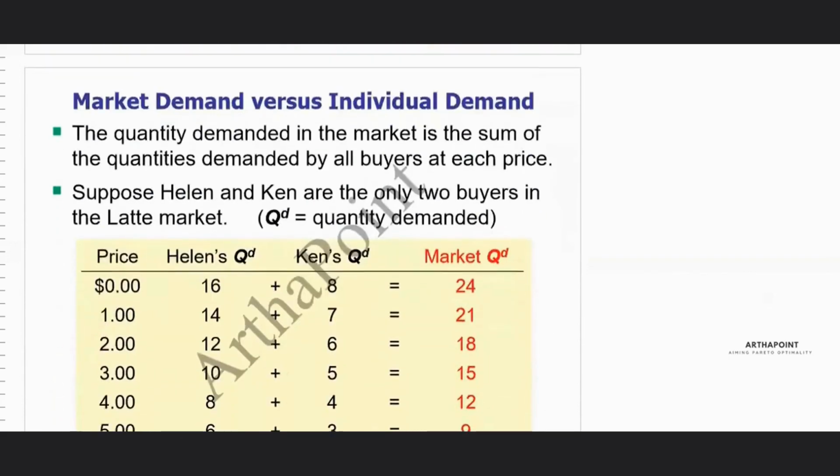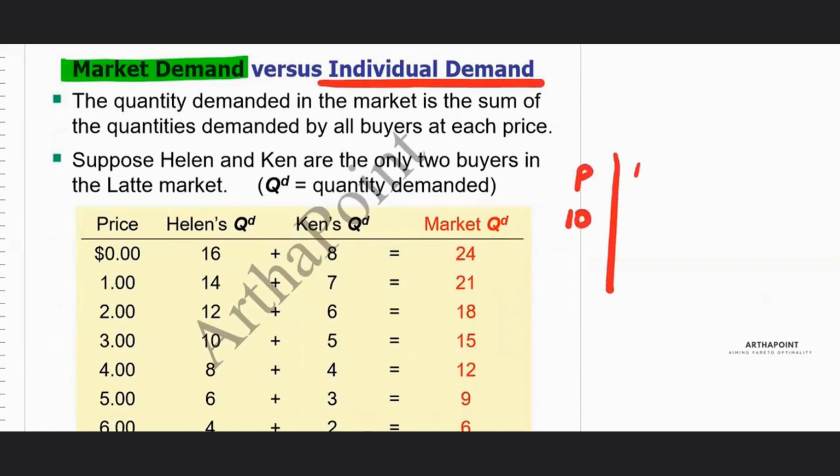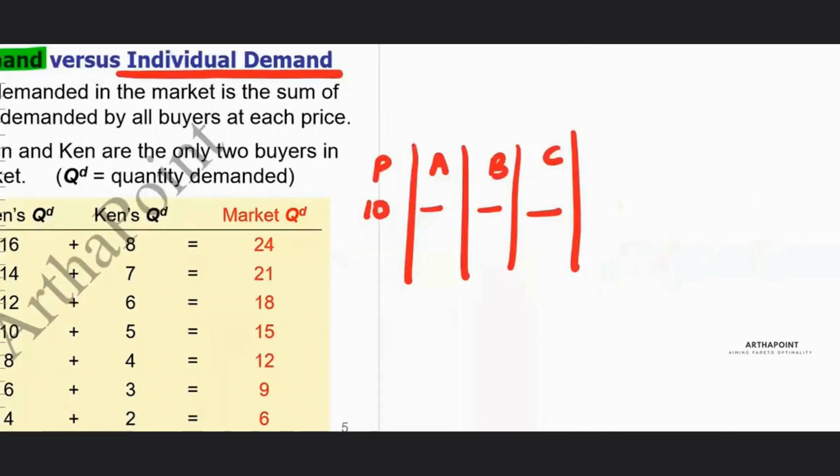Now, let us introduce market demand. When we add all the individual demands together at a given price, for example, when the price is 10 rupees, what is the demand by individual A? What is the demand by individual B? What is the demand by individual C? If I add all the demands together, I get the market demand.